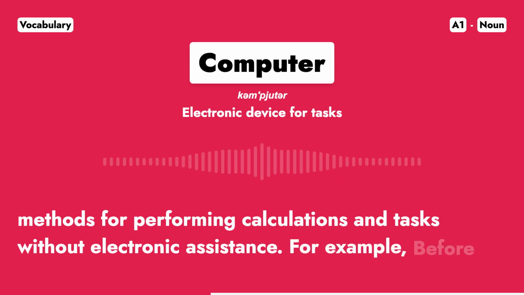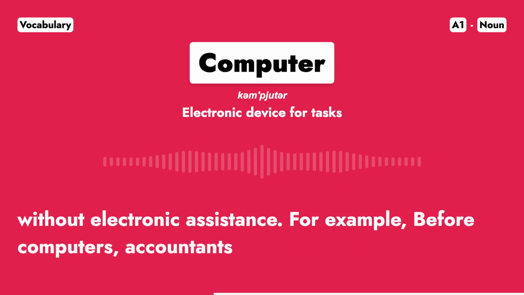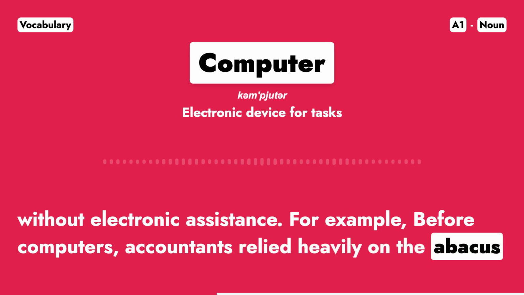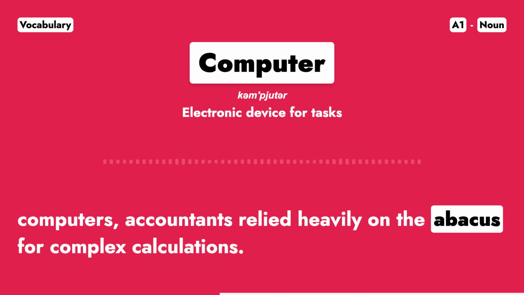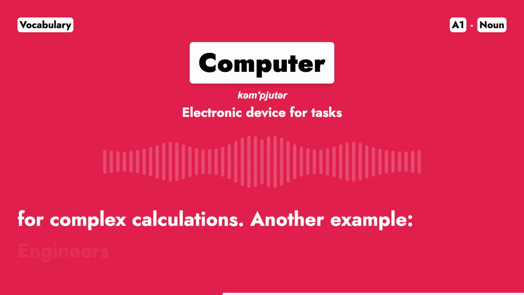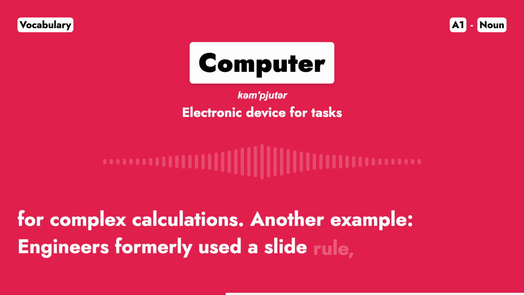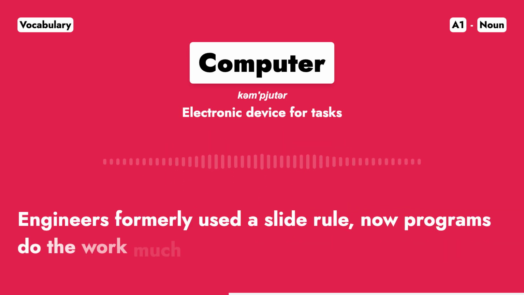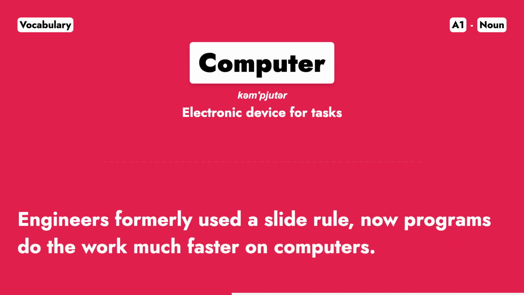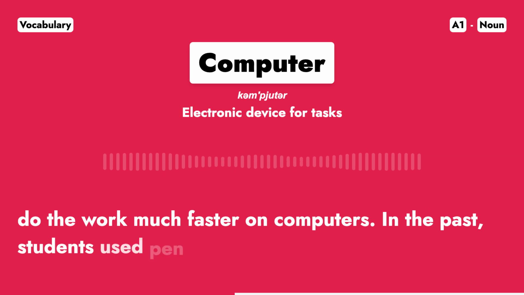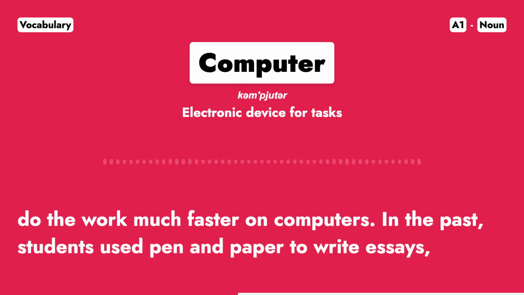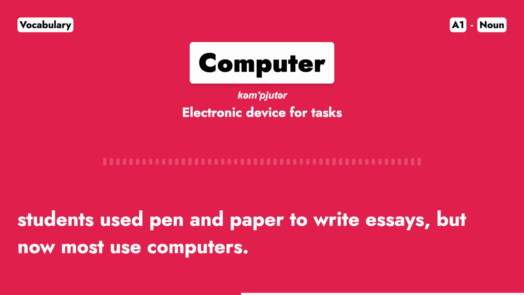For example, before computers, accountants relied heavily on the abacus for complex calculations. Another example, engineers formerly used a slide rule. Now programs do the work much faster on computers. In the past, students used pen and paper to write essays, but now most use computers.